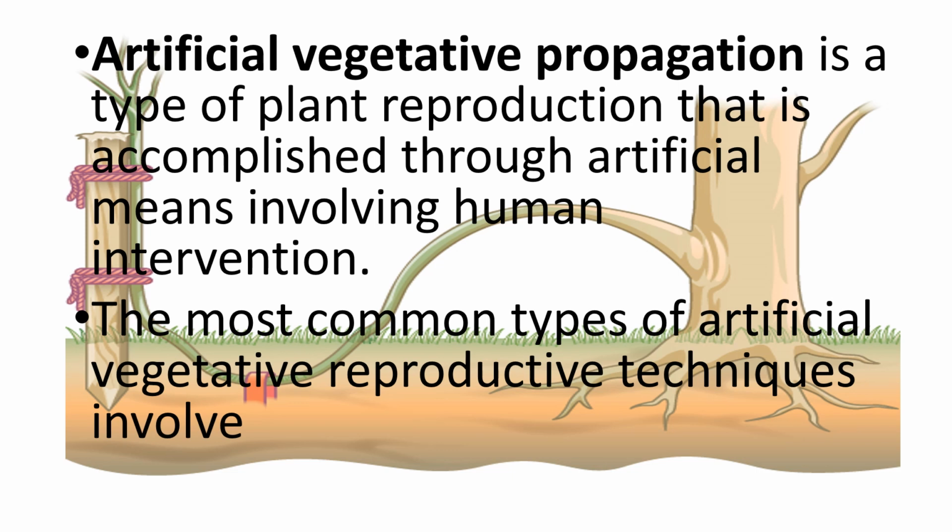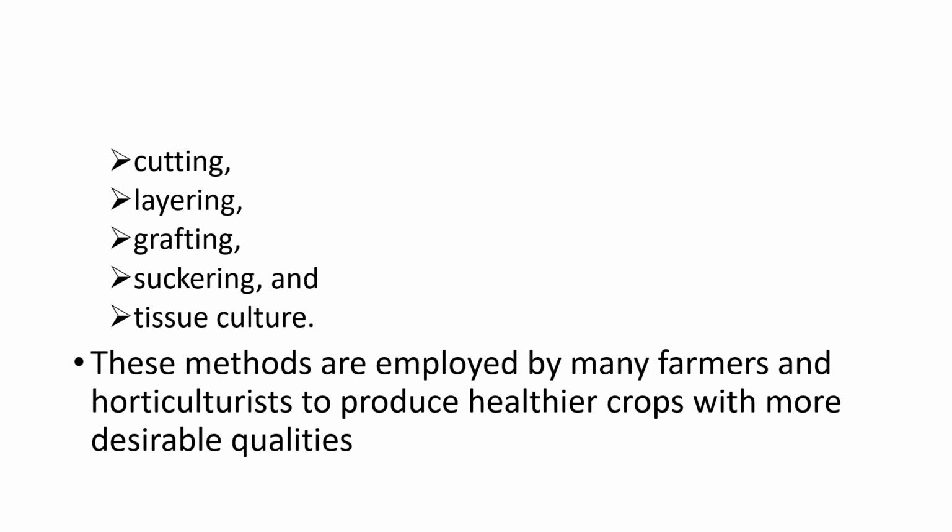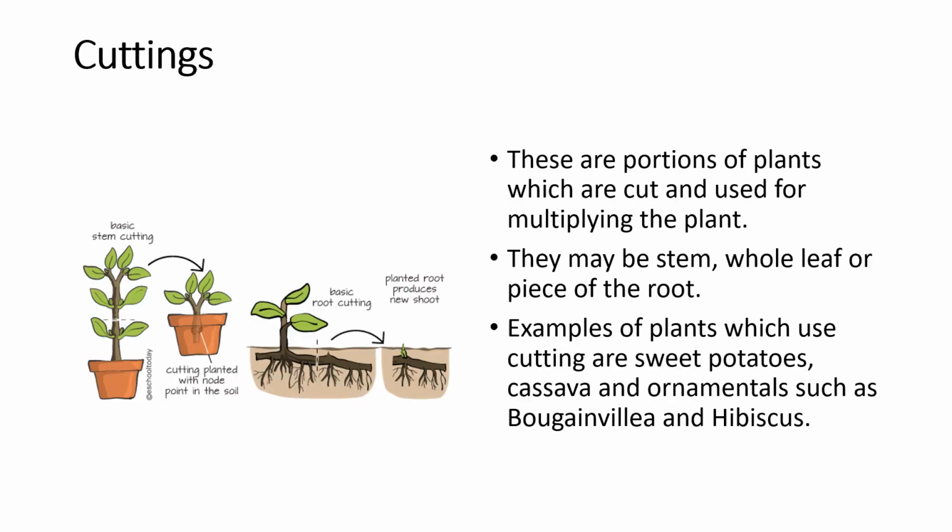Artificial vegetative propagation is a type of plant reproduction that is accomplished through artificial means involving human intervention. The most common types of artificial vegetative reproductive techniques involve cutting, layering, grafting, suckering, and tissue culture. These methods are employed by many farmers and horticulturists to produce healthier crops with more desirable qualities.